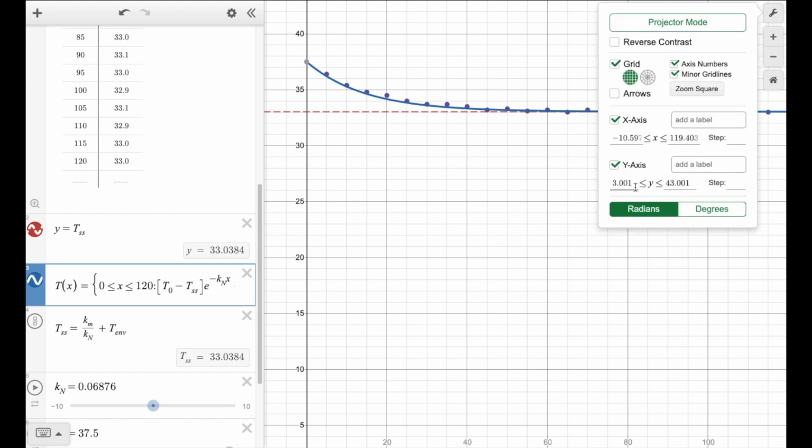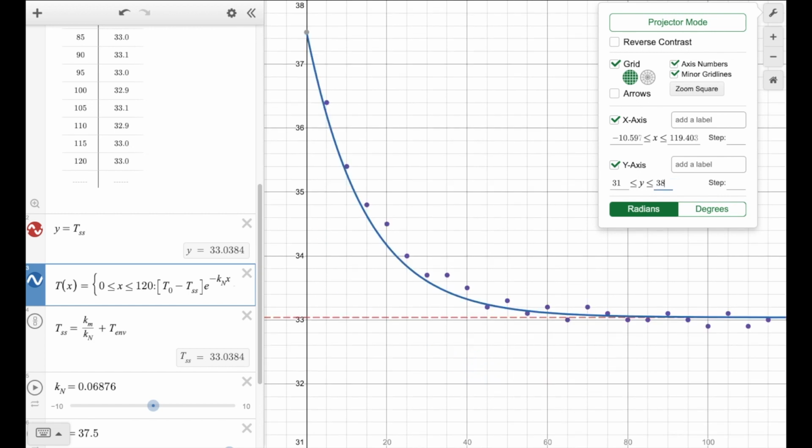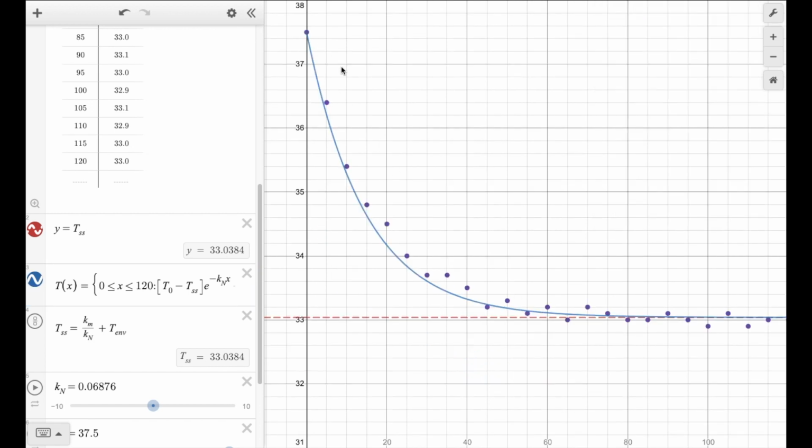I'm going to change this axis so you can see it better. How about we start at 30, 31, yeah, and then go all the way up to 38. Of course, it's not going to be a perfect fit. It's going to be somewhat close to the data that you have. How do you define close? It should have roughly the same number of data points below the function as above it.